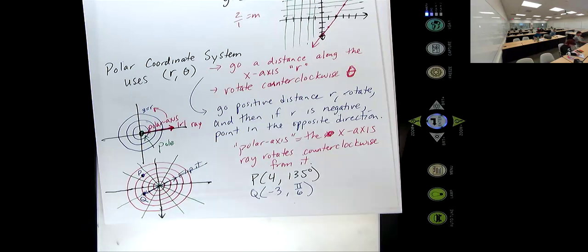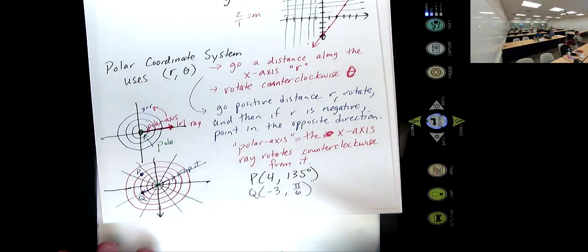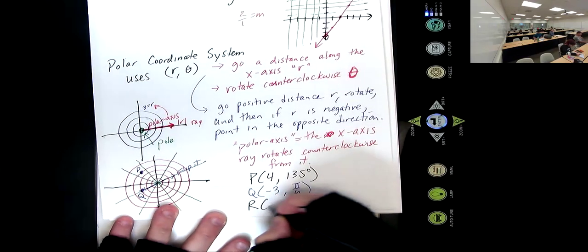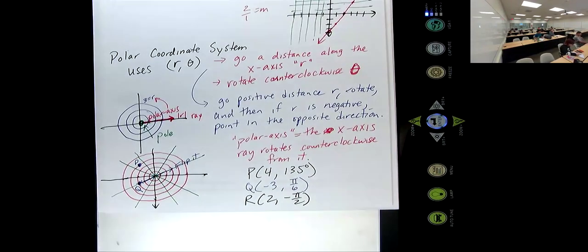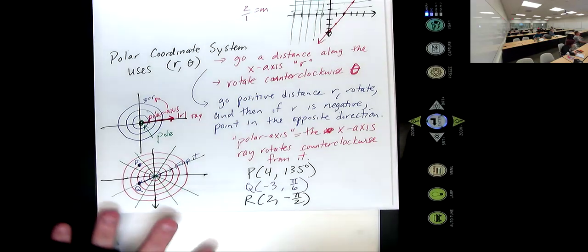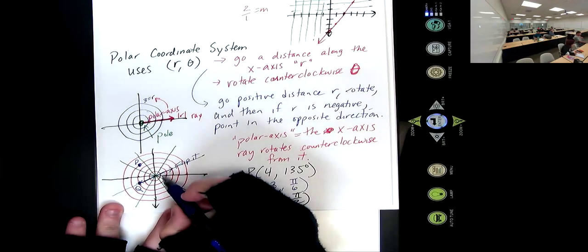Where would the point, we'll call this point R, (2, negative pi/2) be? Go out 2 and then rotate clockwise pi/2. We're going to rotate clockwise pi/2 because it's going in the opposite direction of the normal rotation. So we go out to, how far is pi/2 in degrees?